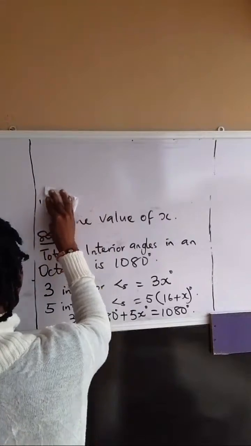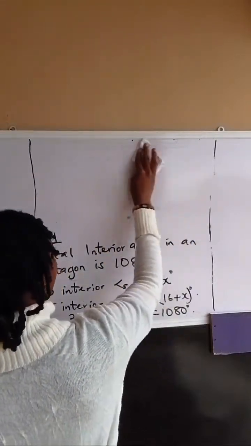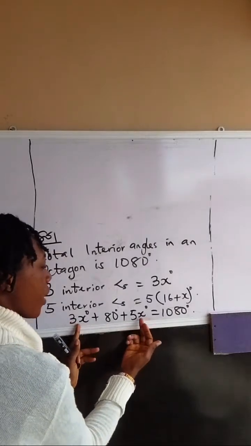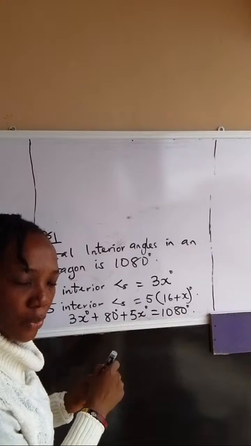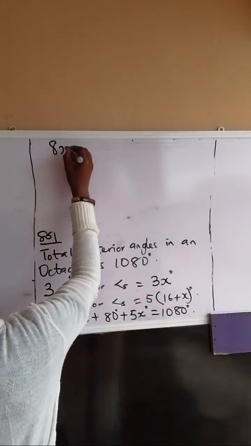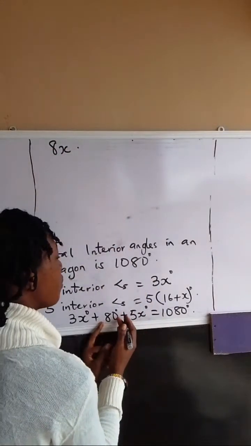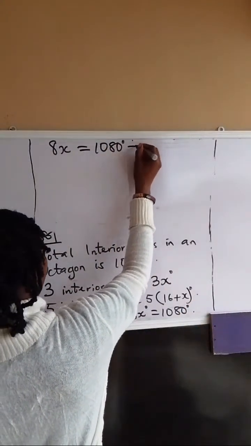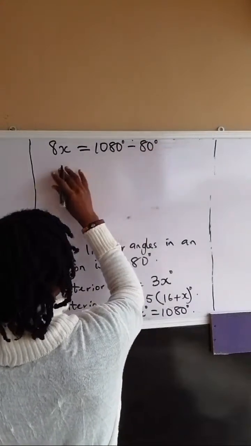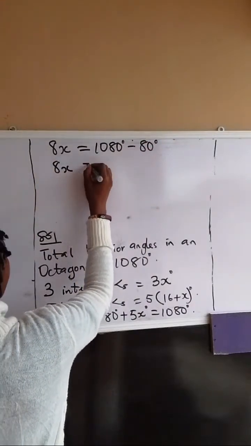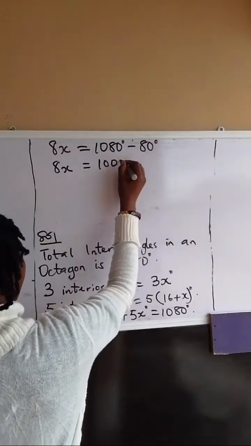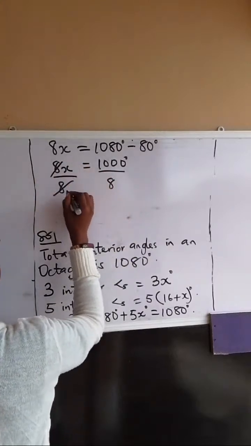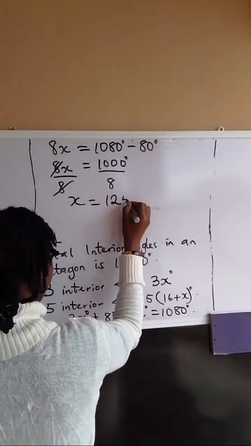All right, so let's continue. Now, 3x, 5x are like terms, so we add them up together, and that will give us 8x. This 80 moves to this side, and we have 1080 degrees minus 80 degrees. So 8x, when we subtract, we should have 1000 degrees. We divide both sides by 8, and the result is 125 degrees.